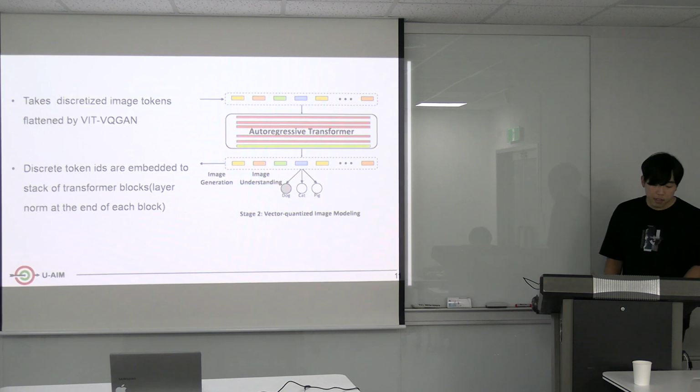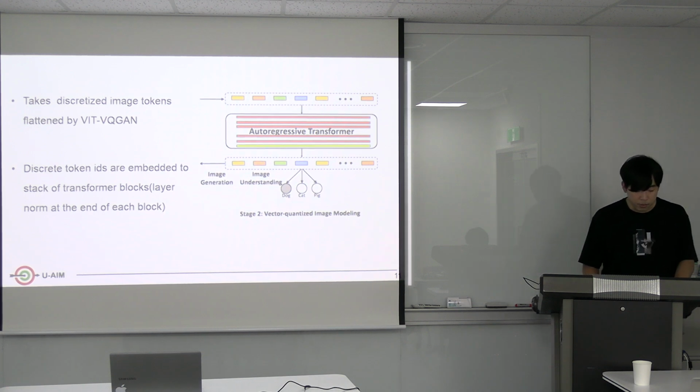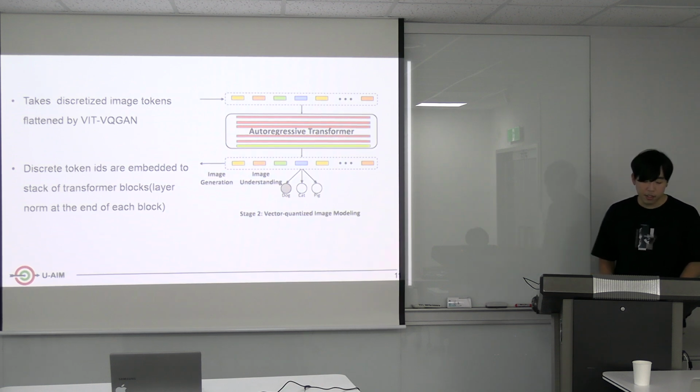The second stage takes image tokens discretized and flattened by VQGAN in the previous step. These tokens are embedded into stacks of transformer blocks, which are the orange stacks in the autoregressive transformer, with the layer norm stack, the yellow stack, in the end. Let me clarify these in detail after introducing image synthesis.